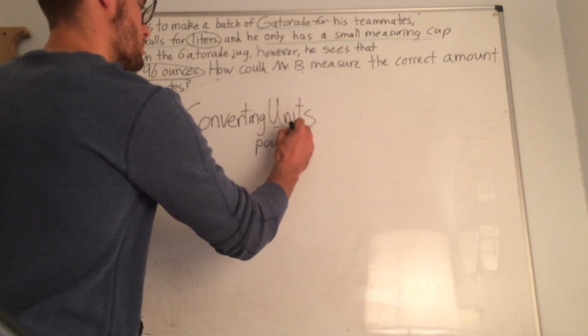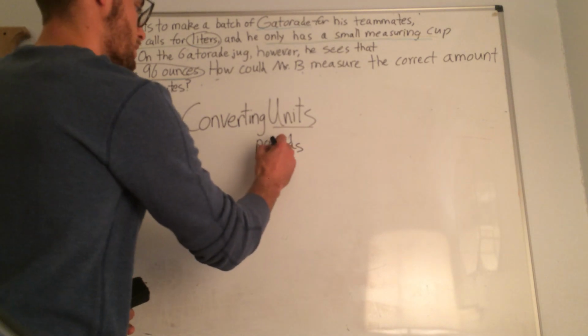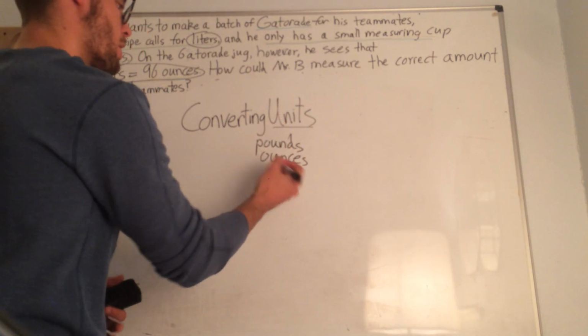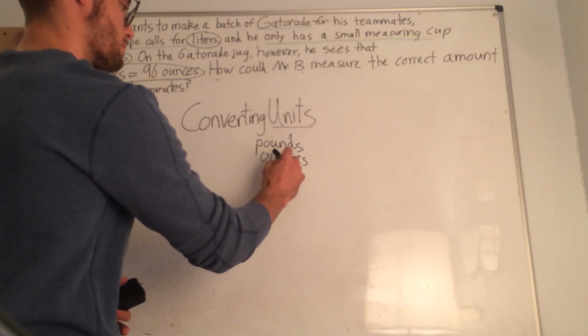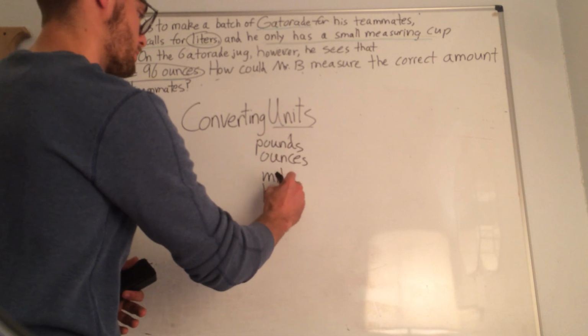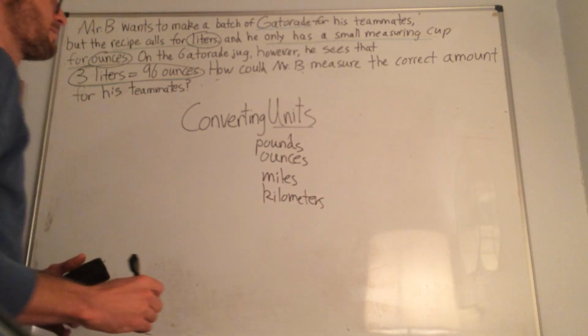would be pounds, right? How much someone weighs or how much something weighs. Ounces, which is a smaller measurement than pounds. We've also looked at miles, distance we've traveled. We've also looked at kilometers. So these are all different units of measurement.